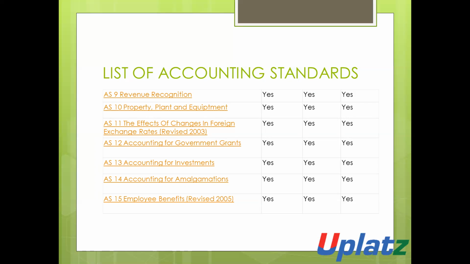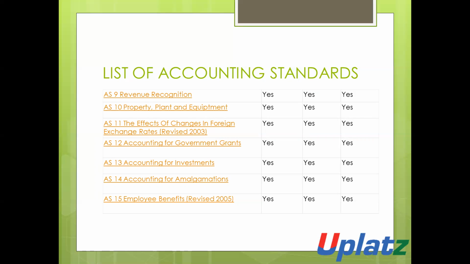AS11, The Effects of Changes in Foreign Exchange Rates. AS11 is applicable on Level 1 enterprises, Level 2 enterprises and Level 3 enterprises. AS12, Accounting for Government Grants. AS12 is applicable on Level 1 enterprises, Level 2 enterprises and Level 3 enterprises.